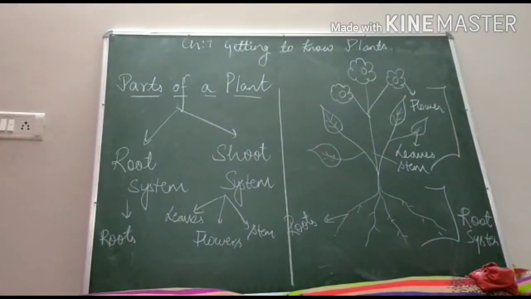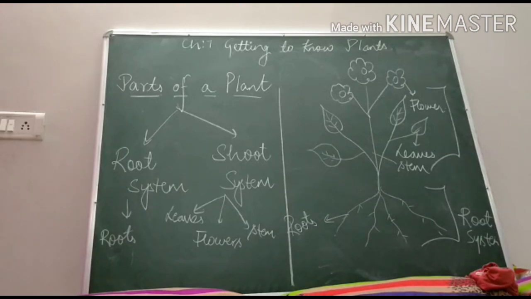Now my dear students, let's study the next topic of the chapter, that is parts of a plant. In junior classes, you must have studied about different parts of a plant. You must be knowing about the flower, the leaves, the stem, and also the roots. From the bottom of the plant, the roots emerge, growing up the stem arises, and after that the leaves arise and then comes the flower.